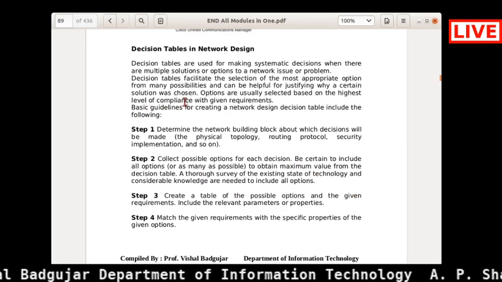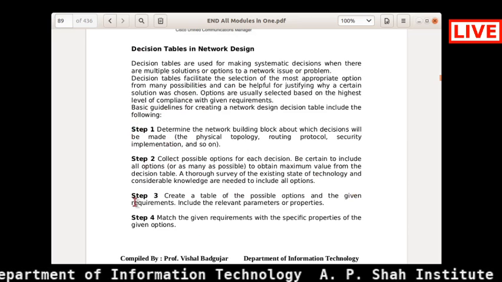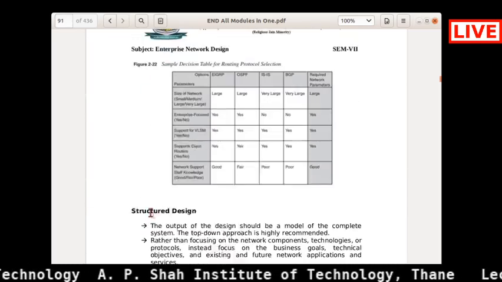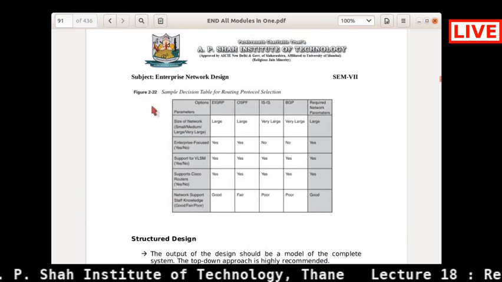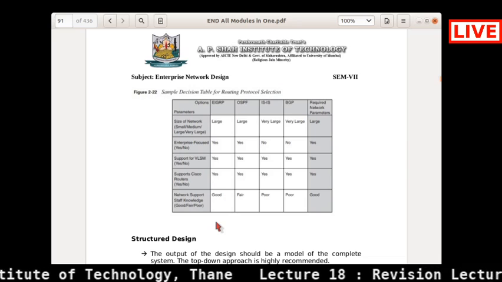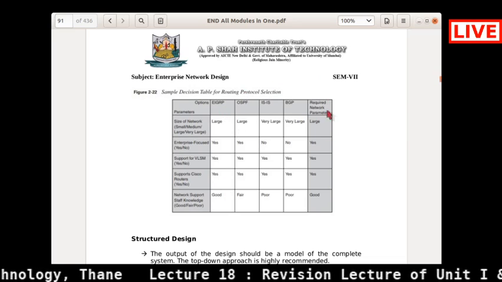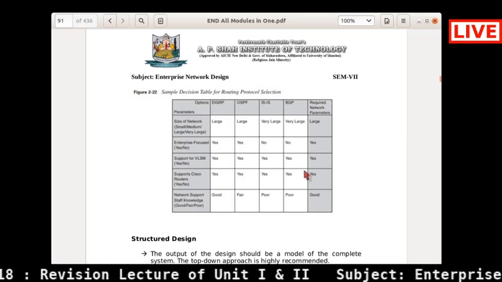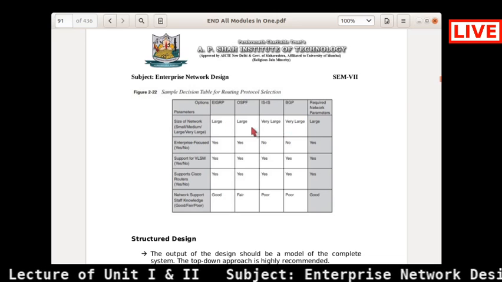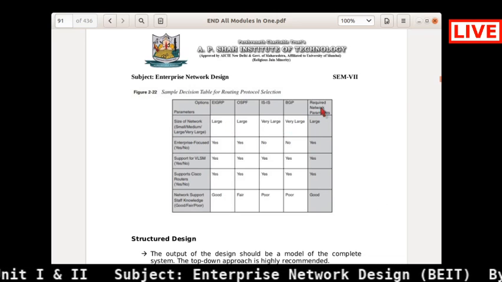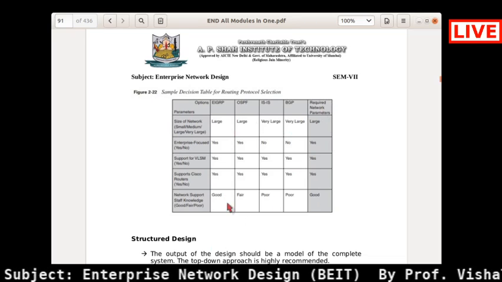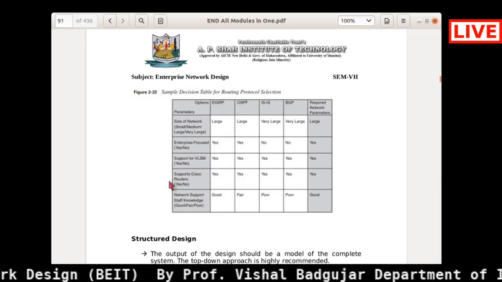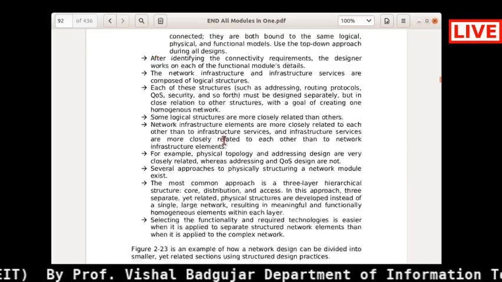So in the decision table, what are the different steps? The steps are already given here, so you just go through it. This also may be a question. Then this is one example we covered in our lecture as well, right? There is some routing protocol related information, and some required network parameters. Then you need to just compare with these particular protocols, to see which are best suited for your required network parameters, and accordingly you need to choose which routing protocol is best suited, right? So this is nothing but your decision table, right? So likewise you need to check this.